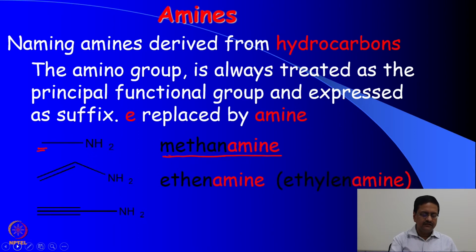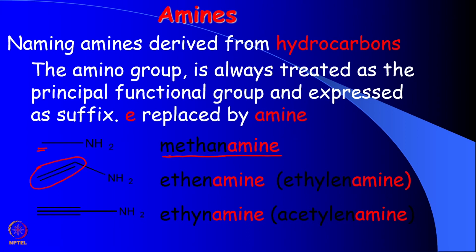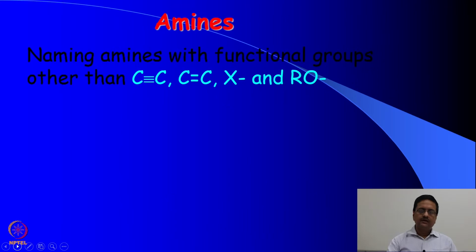Similarly, the next one is ethenamine or ethylenamine, because this group is a double bond containing group. So, ethenamine. And the third one, as you could see, has a C triple bond C. So, it originates from ethyne. So, the last E is again dropped and amine is added at the end. So, it is called ethynamine. When you have multiple functional groups, we can name the amines with functional groups other than C triple bond C, C double bond C, halogen and alkoxy groups.